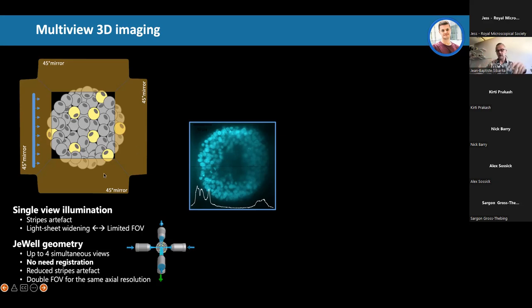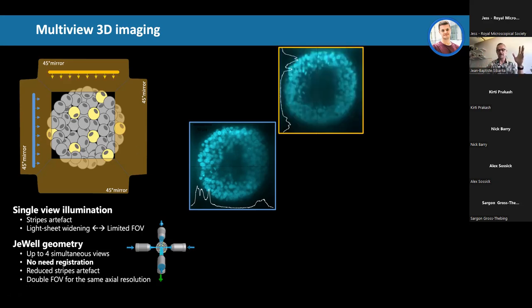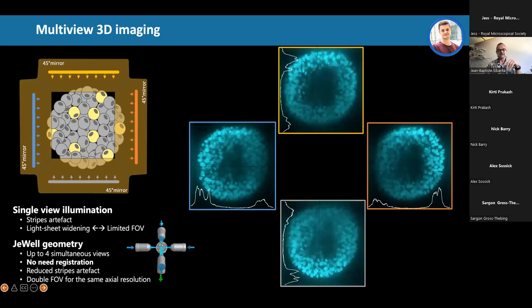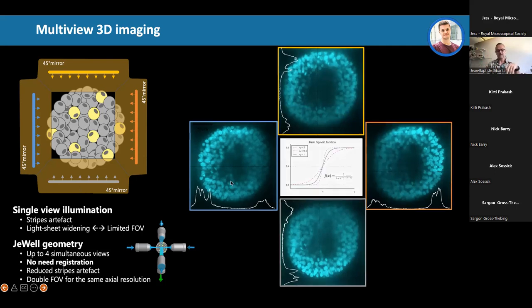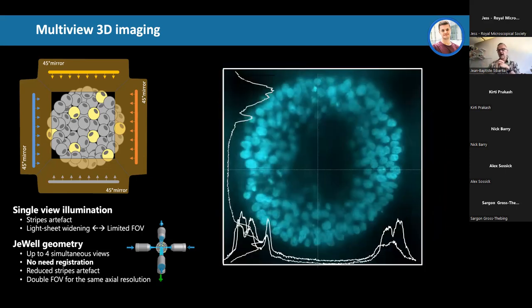And here you can guess that the geometry of the system will allow us to do that in a very straightforward manner. We just have four sides. As long as the system is aligned, we can shine from top, left, right, and so on and so forth, use classical sigmoid, and then we fuse that. And the big advantage is that, in terms of processing, it is very straightforward because there is no need to register the sample.